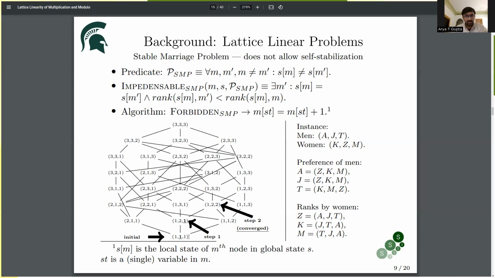The second property that we see is that the system has to initialize in the state 1, 1, 1. If we initialize in some other state, then we might not be able to reach the optimal state. The third property that we see here is that if we look at any suboptimal global state, we will be able to point out the impedanceable nodes. And this third property is what makes this problem a lattice linear problem.